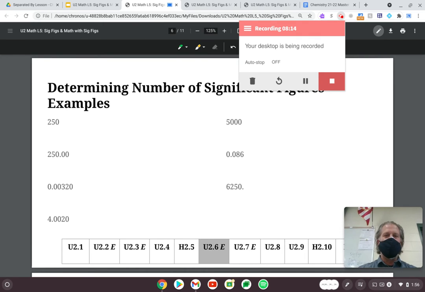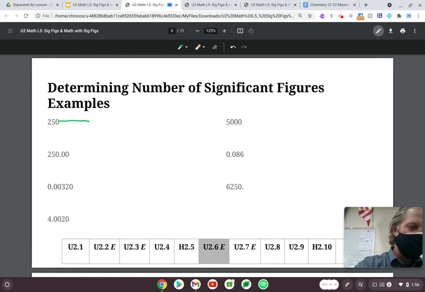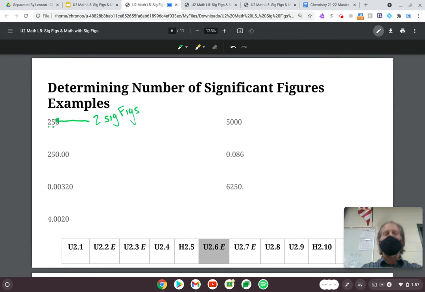All right, so going through these answers here. 250, no decimal. So I'm going to come in from the left with my arrow, like that, and I count the 5 and the 2. So this tells me it's 2 sig figs. Okay? 250 with a decimal means I'm going to come in from the right. So now I'm going to count 1, 2, 3, 4, 5. 5 sig figs.